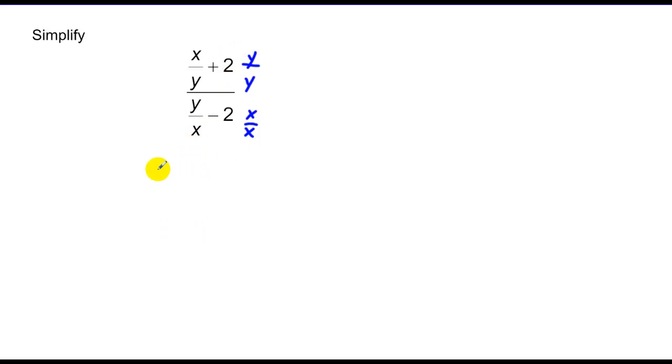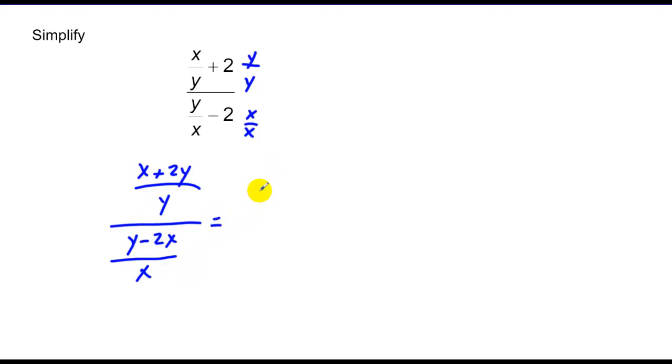So I have x plus 2y over y, and y minus 2x over x. I'm going to now notice that I have one fraction in the numerator, one fraction in the denominator. Now I will take the numerator and multiply by the reciprocal of the denominator.